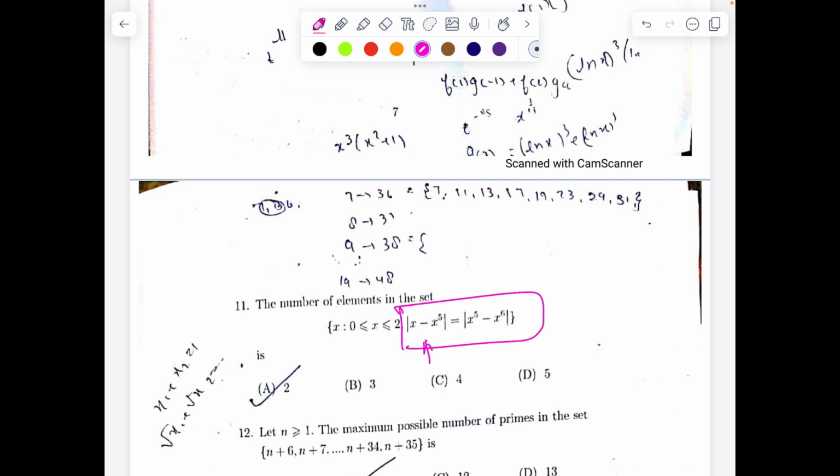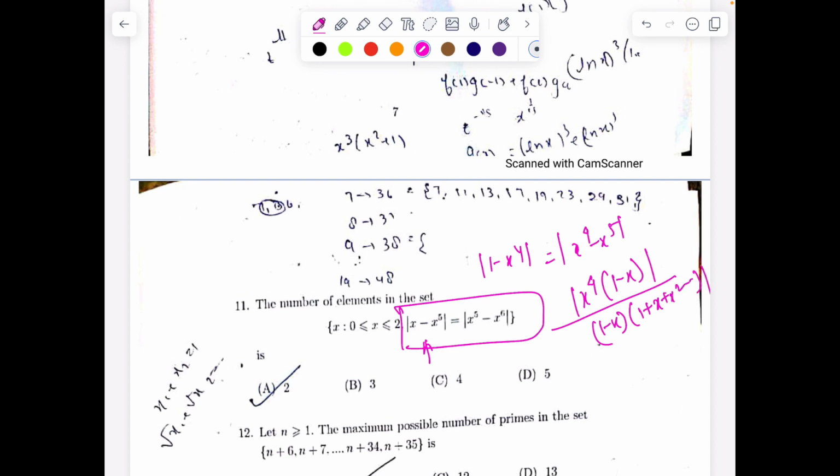Similarly, the number of elements in the set question was also nice. What you can see is, if I take x out, mod of x4 minus x5 is there, and this is quite cool. This can be written as mod of x4 into 1 minus x divided by 1 minus x4. So it's 1 minus x times 1 plus x square plus x cube and so on.